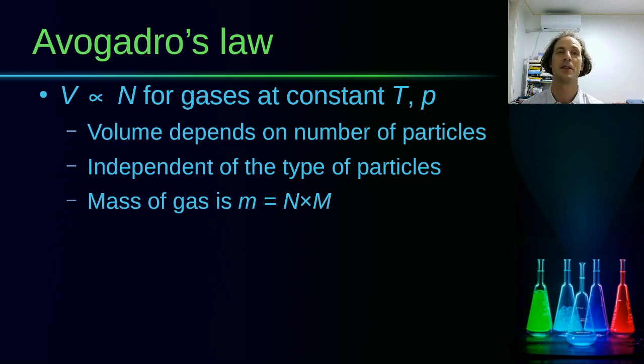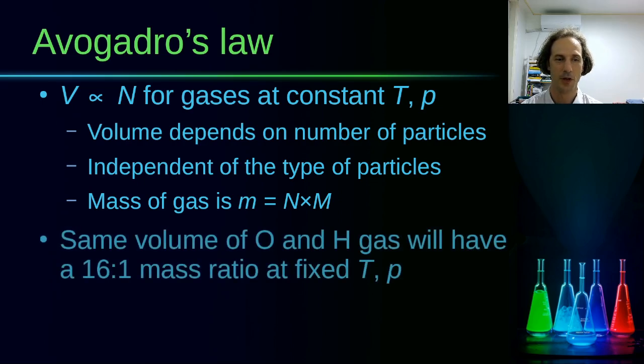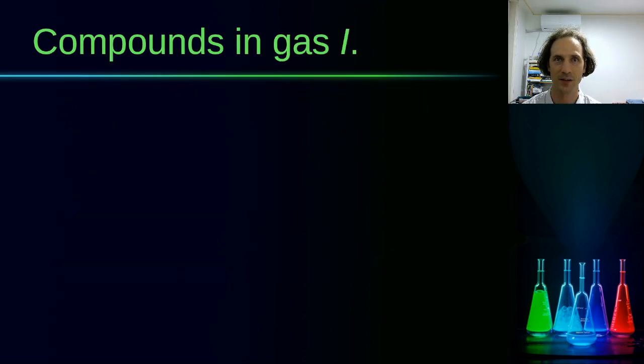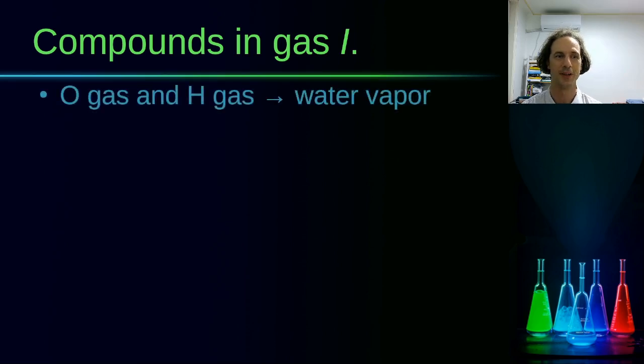That means that the mass of a gas will be determined by the number of particles and the mass of the particles it is made up of. So if we have the same volume at constant pressure and constant temperature of two different materials, then the mass ratio between them will be the mass ratio of their particles. In the oxygen and hydrogen case, for example, the oxygen gas will be 16 times heavier than the hydrogen gas. So we can deduce that the particles in the oxygen gas will be 16 times heavier than in the hydrogen gas. And this can help us understand compounds, especially in gas form.